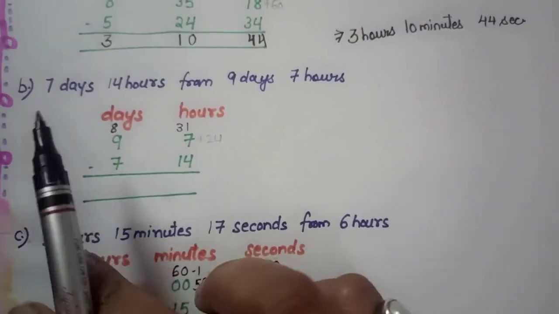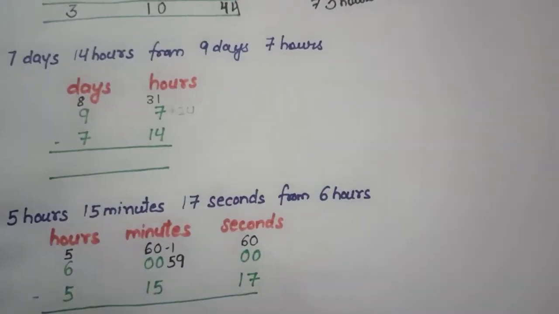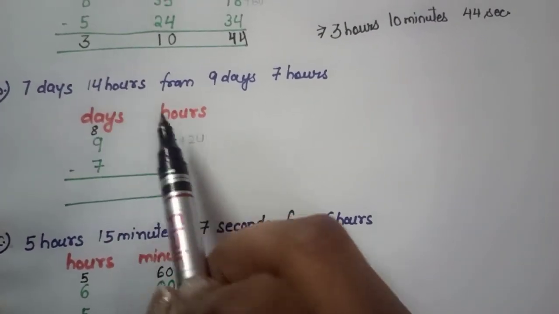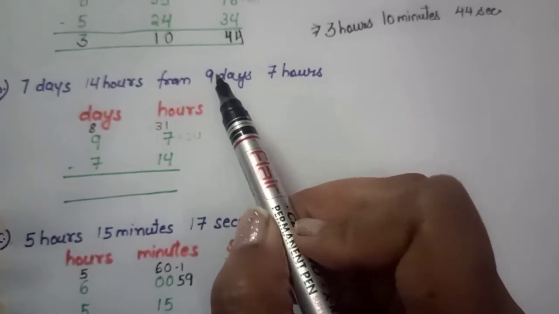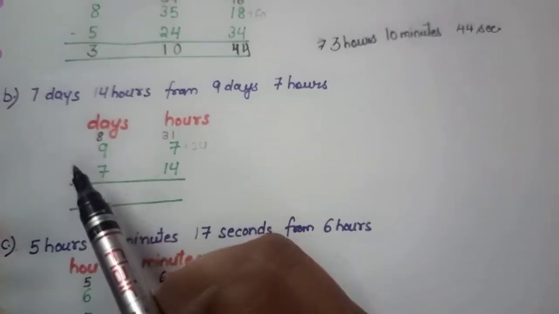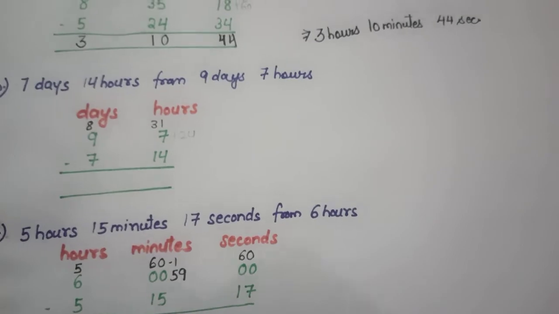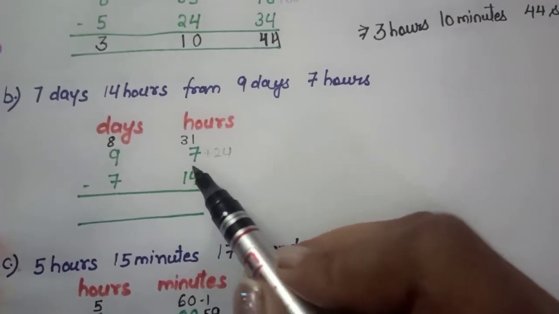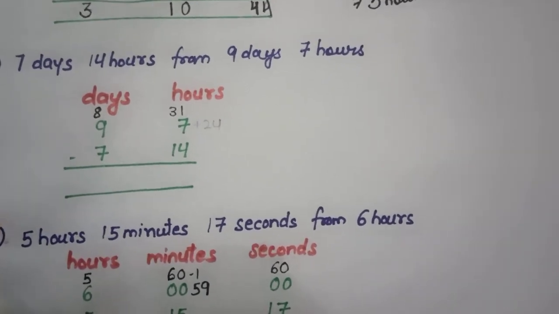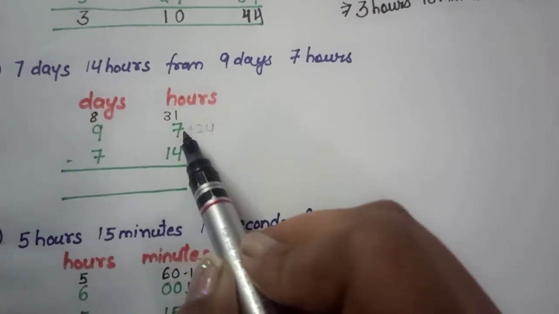Okay, now the B part. The question says 7 days 14 hours from 9 days 7 hours. Let us first of all arrange them accordingly, days and hours. First of all, I have to write this number, so 9 days and 7 hours, and 7 days and 14 hours, correct? Now we need to check whether I can subtract this 14 from this 7. No, it's not possible, right?